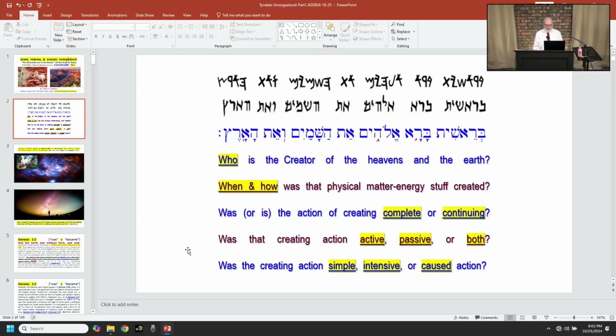Let me start with the first verse of the Bible. The first verse of the Bible: in the beginning, God created the heavens and the earth. Or in Hebrew, Bereshit bara Elohim et hashamayim ve'et haaretz. And there's actually a little more detail in the Hebrew text than is immediately apparent in the English translation of that. So, for instance, what do we learn about the identity of the Creator of the heavens and the earth from the very first verse in the Bible?